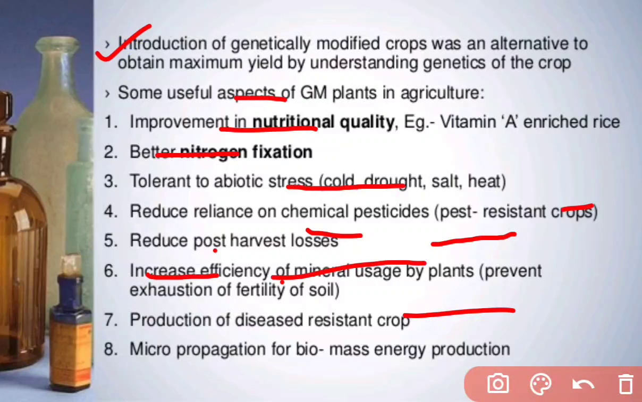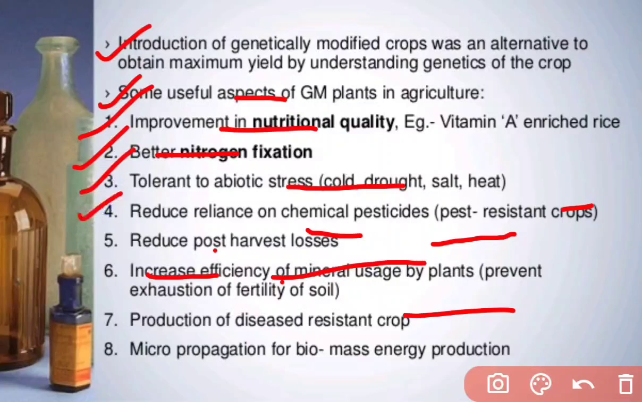Some useful aspects of GM plants, meaning genetically modified plants, in agriculture. What are the aspects we are getting? The improvement in nutritional quality. Example: vitamin A enriched rice. We can get improved nutritional quality crops. Second, better nitrogen fixation, meaning plants can fix nitrogen in a better way. Tolerance to abiotic stress, that means cold, drought, salt, heat. By genetically modified plants we can get plants that can tolerate the abiotic stress. Reduce reliance on chemical pesticides.